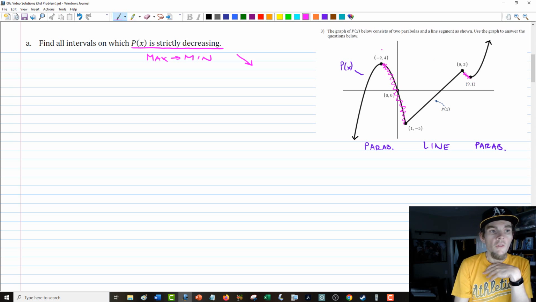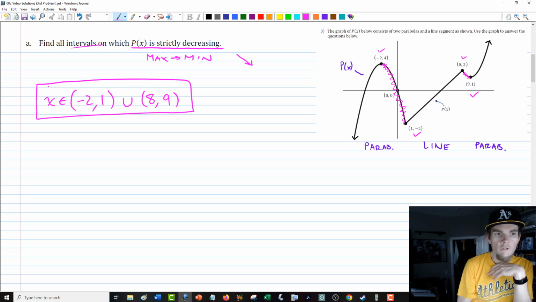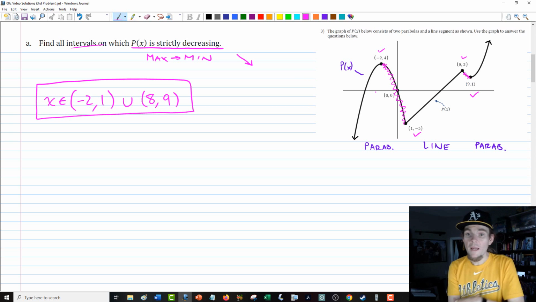The good news for us, those points are all labeled for us. And in order to express the intervals on which P is strictly decreasing, we need just the x coordinates of those. So we're going to say x is an element of, we're going to go -2 to 1, and then union to connect these two together, saying it's either the first one or the second one. And then we are also going to have 8, 9. So again, nothing that isn't straight out of Math 2 there. You're just looking at the picture and looking for the parts where you're going from max to min or high point to low point. And there are those 2. So use the x coordinates as well.